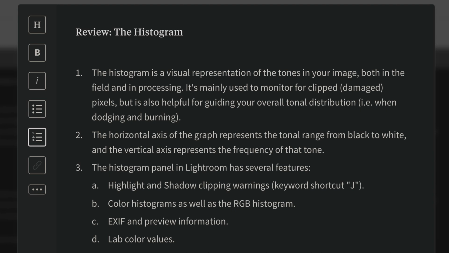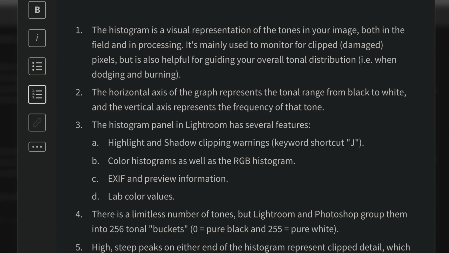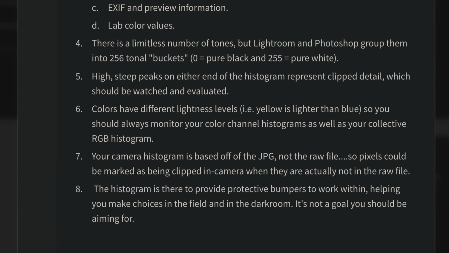The horizontal axis of the graph represents the tonal range from black to white, and the vertical axis represents the frequency of that tone. The histogram panel in Lightroom has several unique features, such as showing you a highlight and shadow clipping warning, the color histograms as well as the RGB histogram, the EXIF and preview information, and also Lab color values, specifically the lightness level, which is a more accurate way to evaluate how light or dark a pixel is. Now, there is a limitless number of tones, but Lightroom and Photoshop will group them into 256 tonal buckets, 0 representing pure black and 255 representing pure white.